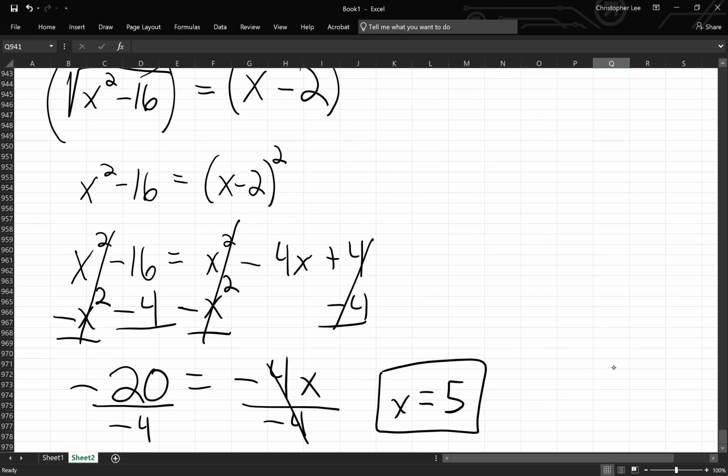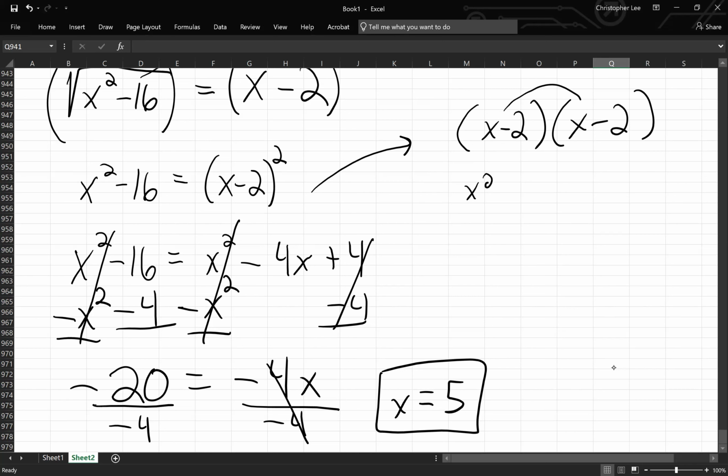X squared minus 16 equals x minus 2 squared. How do we get to the x squared minus 4x plus 4? Got you. So this is actually x minus 2 times x minus 2. And then you can just FOIL it. X times x, x squared. X times negative 2 is negative 2x. Negative 2 times x is negative 2x. And then negative 2 times negative 2 is positive 4. And then you just combine like terms, right? So then you get x squared minus 4x plus 4. So that's how you get that. Okay.